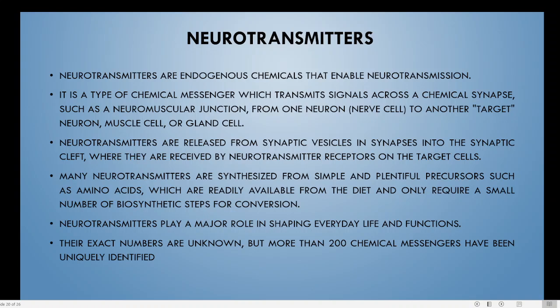They are endogenous chemicals. What does endo mean? Endo means inside, produced by our own body. That is the meaning of the word endogenous, produced within our own body or our own cells. So that enables neurotransmission. What is neurotransmission? Transfer of impulse from one neuron to another neuron, or transfer of action potential from one neuron to another neuron. It is a type of chemical messenger which transmits signals across a synapse, a chemical synapse.